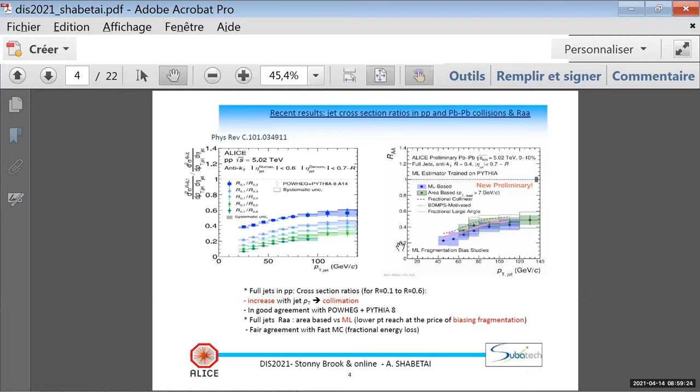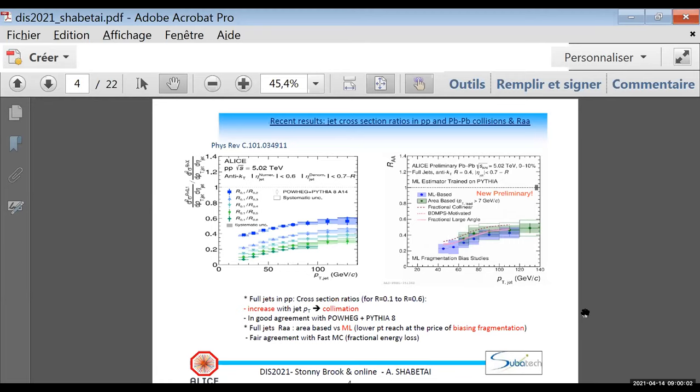And we have two measurements of it, one with a standard method, assessing the fluctuation of background with a standard method called the row-based method, and a new one which is using a machine learning method, which goes to low pT starting at 40 GeV. Then what you can also do is vary the resolution parameter. And if you do that, you get a plot like the one on the left. And you see the curves are increasing, showing you that higher pT jets are more collimated. And you have nice agreement with Pythia.